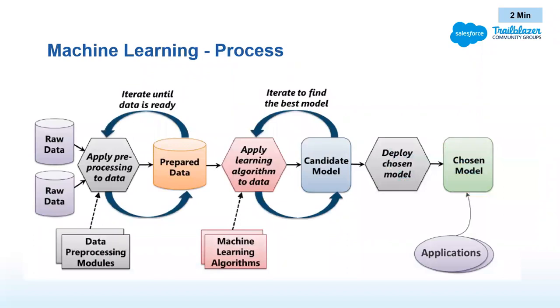Now, this is a general machine learning process, and it is similar to what Einstein also uses. So this is very generic. You need to have data for machine learning. You need to have a lot of data, right? To identify the patterns in your data.